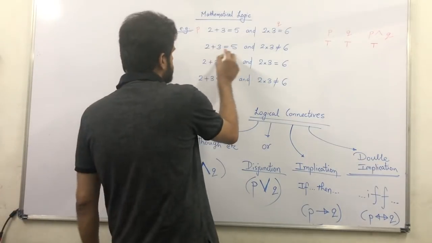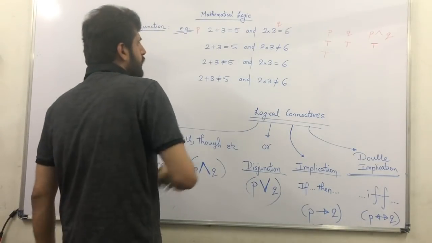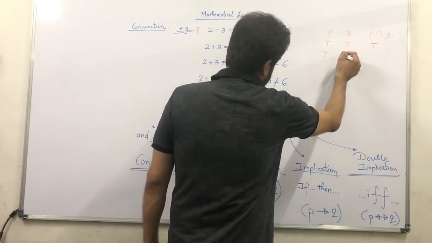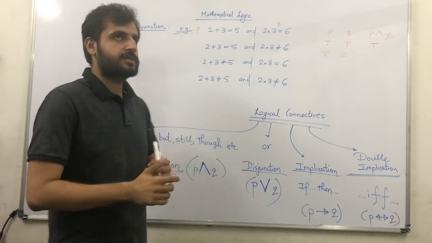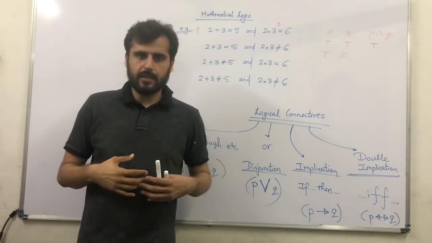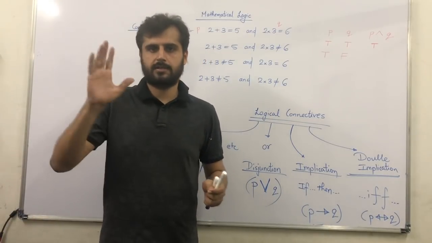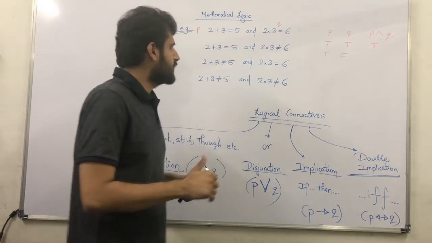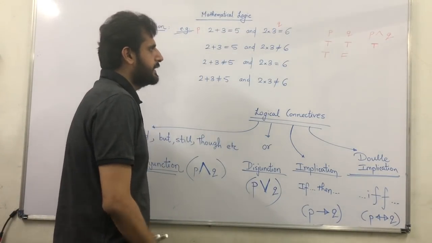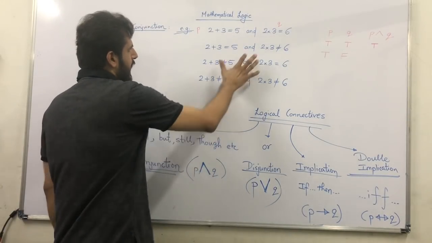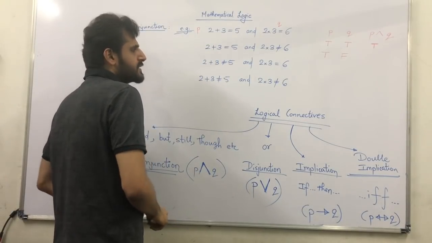The next example says 2 plus 3 is 5, which is true, and 2 into 3 is 6, which is false. So when I say 2 plus 3 is 5, you will say yes, it is true. And at the same time I say that 2 into 3 is 6. If I say that, you will say, sir, the first information is true, but the second information is false, and therefore in this scenario, when I say "and", it becomes compulsory for both the simple statements to be true.